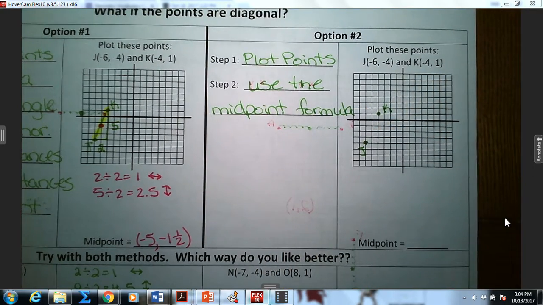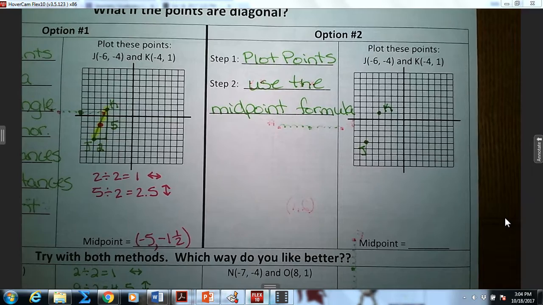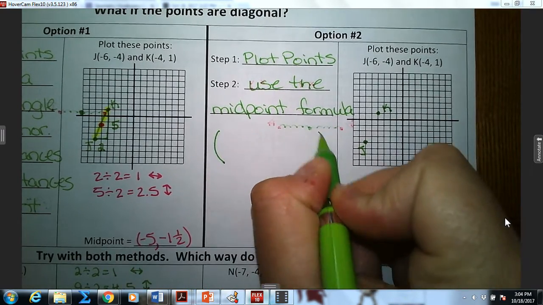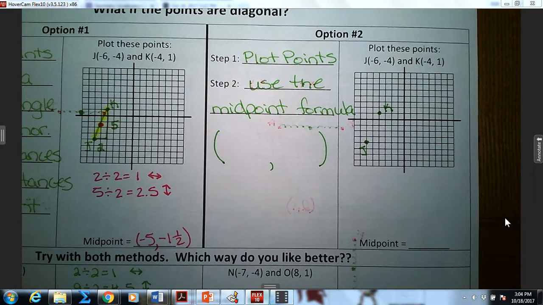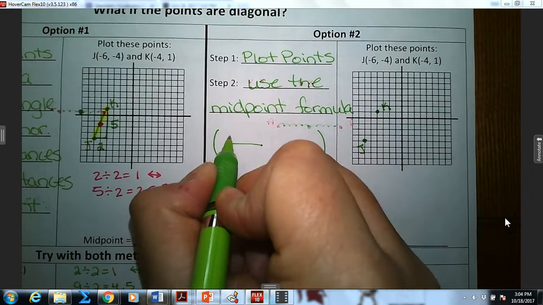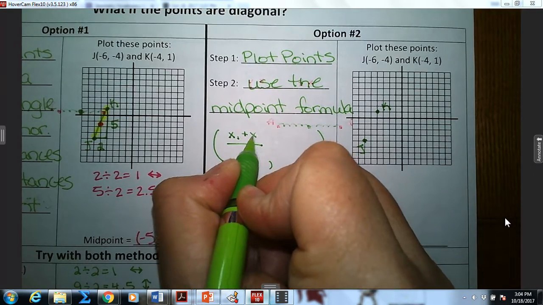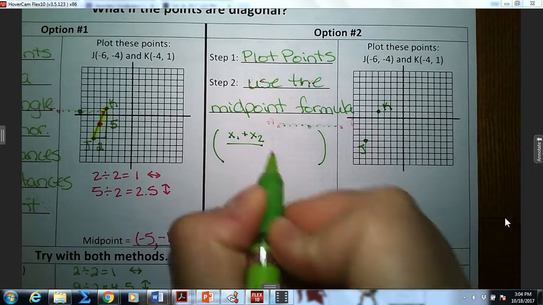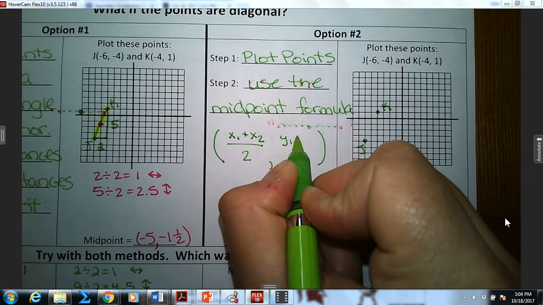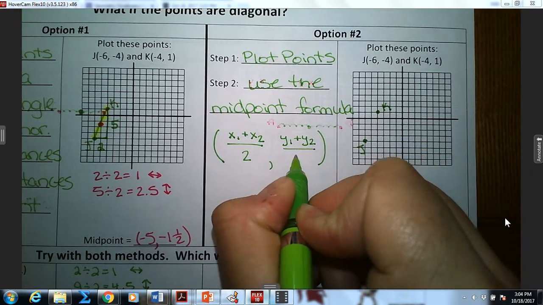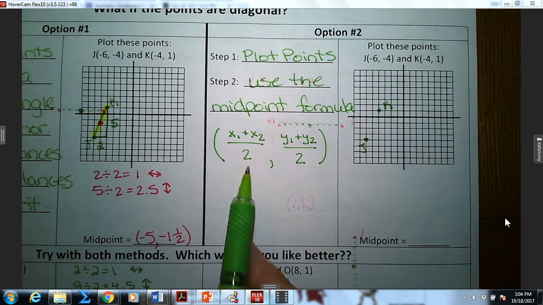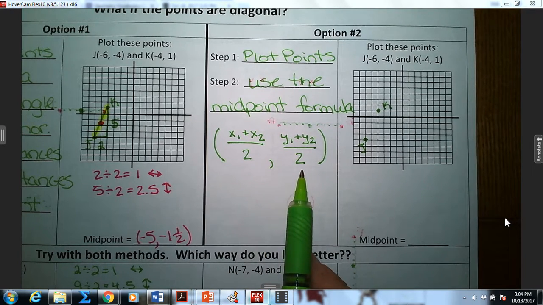Okay, so jot this down very carefully so you're not missing anything. The midpoint formula is a point, so we're going to have our parentheses and our comma between. To get the x value, you add the two x's together, x1 and x2, and divide by 2. To get the y value, you add the two y's together and divide by 2. So truly, this is an average of the x's and an average of the y's.